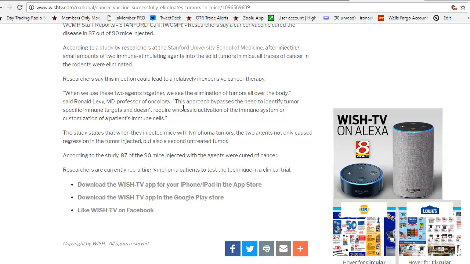When these two agents are together, we see eliminated tumor all over the body. Study shows that when they're injected into mice and lymph node tumors, the two agents not only caused regression in the tumor injected, but also in a second untreated tumor. According to the study, 87 of 90 mice injected with the agent were cured of cancer.